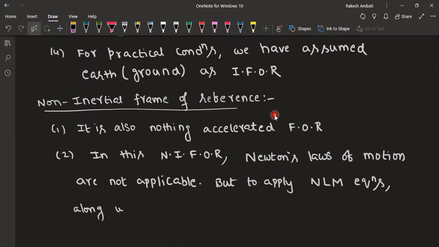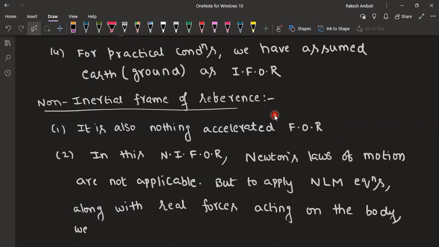along with real forces acting on the body, we have to consider a pseudo force.